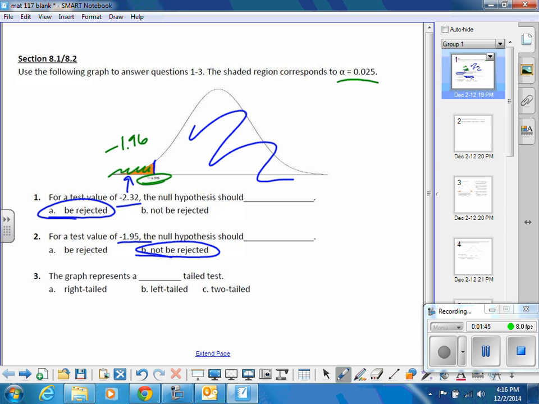Now it asks, is this a left-tailed, right-tailed, or two-tailed test? This is a left-tailed. As you look at this graph, you see that it is the left side, okay? A right-tailed would obviously be shaded over here. And a two-tailed is whenever you have both of them. That's what the tails mean. Now let's go on to the next question.